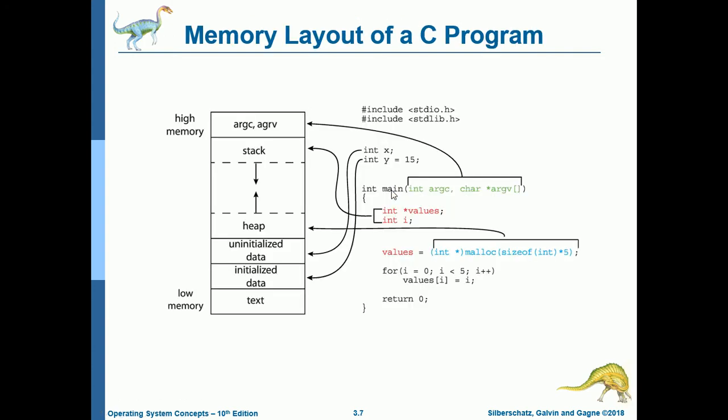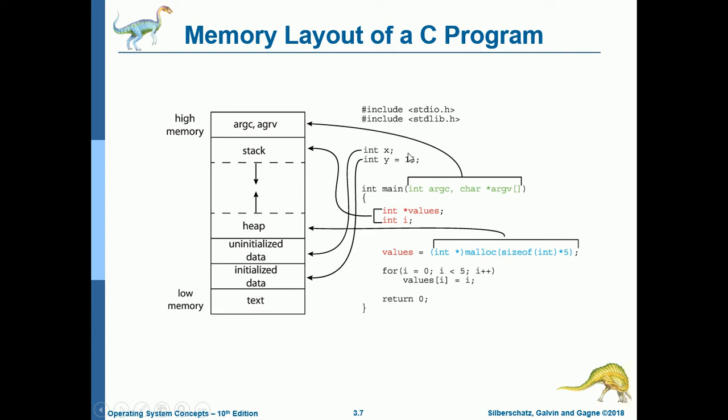We have an example to illustrate the memory layout of a C program. The libraries for standard input output and standard library are not allocated in the memory of the process. Then we have int x and int y. Int x has no value, so it will be stored in uninitialized data, while int y is equal to 15.